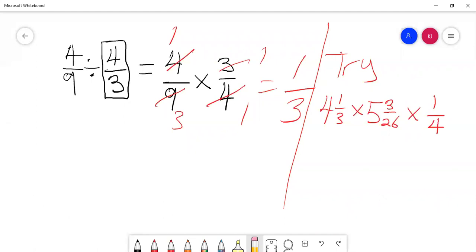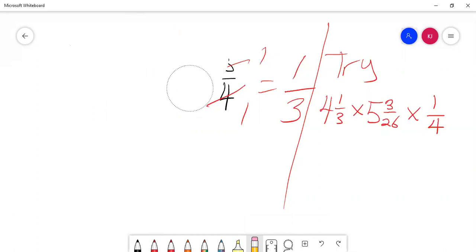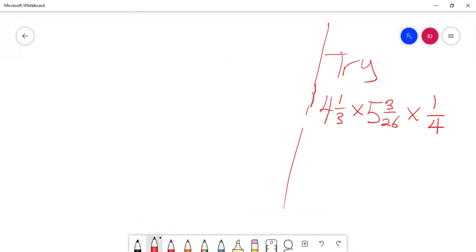All right. So let's see what's going on here. So I'm going to change each of these. That's 13/3 times. What's 5/3/26? What does that give you? That gives you 133/26. Is that correct?